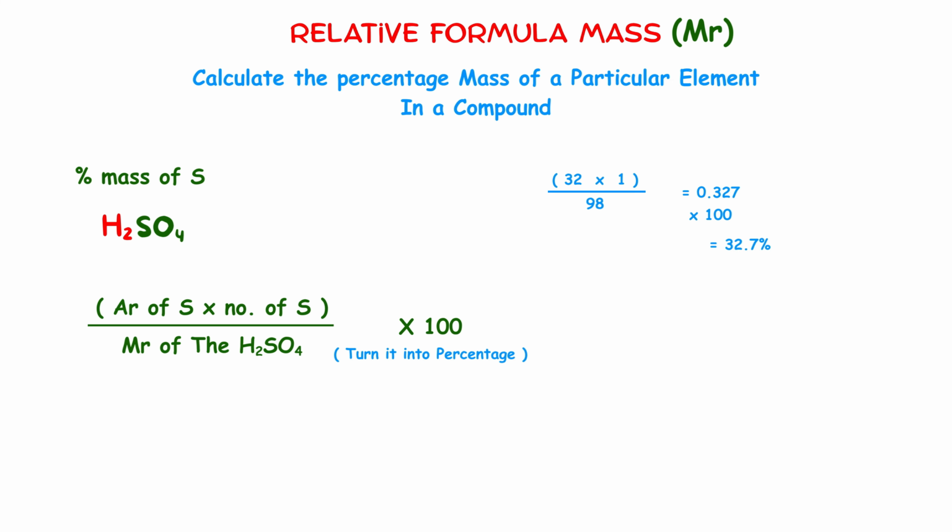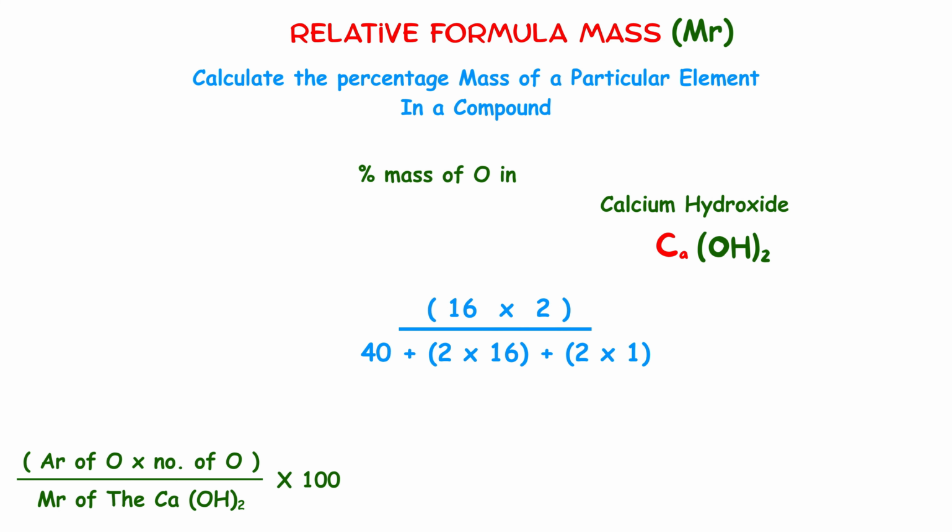Now, to finish, let us look at the percentage mass of oxygen in a different compound, calcium hydroxide, whose formula is Ca(OH)2. In this formula, the subscript 2 outside the bracket applies to both the oxygen and the hydrogen, so we have 2 oxygen atoms and 2 hydrogen atoms.